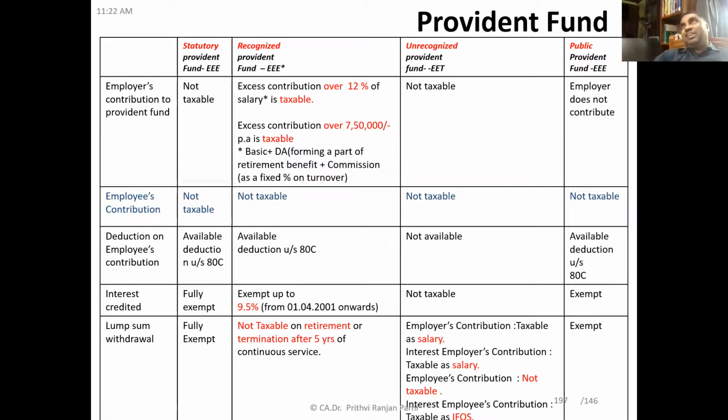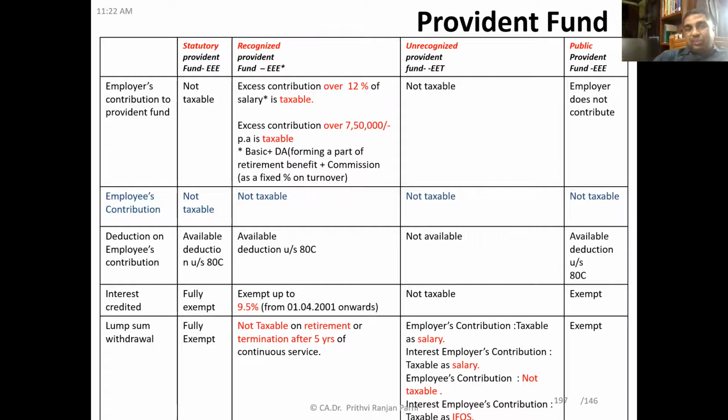Right? Now come to the next category of provident fund, that is unrecognized provident fund. This is a provident fund which is not recognized by the income tax department. As you can see, employer's contribution is not taxable here. Employer's contribution is not taxable. Employee's contribution is also not taxable. Deductions are not available since it is not recognized. Deduction under section 80C is not allowed. Interest credited is also not taxable.